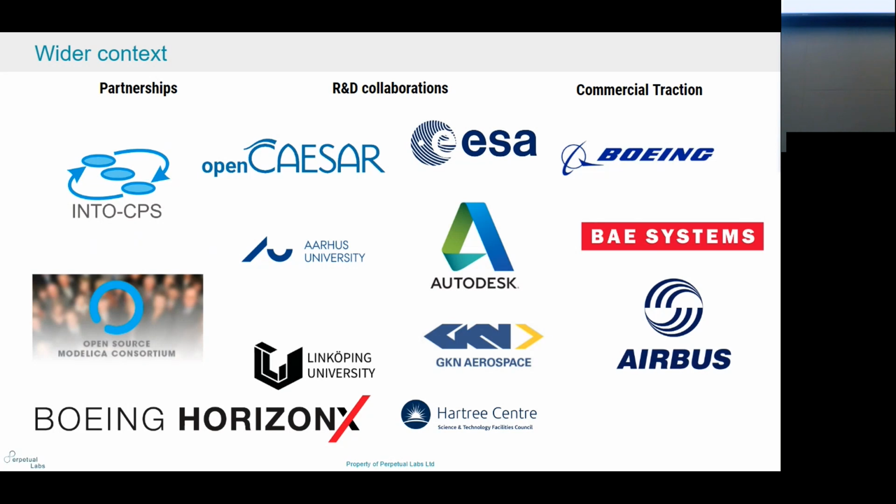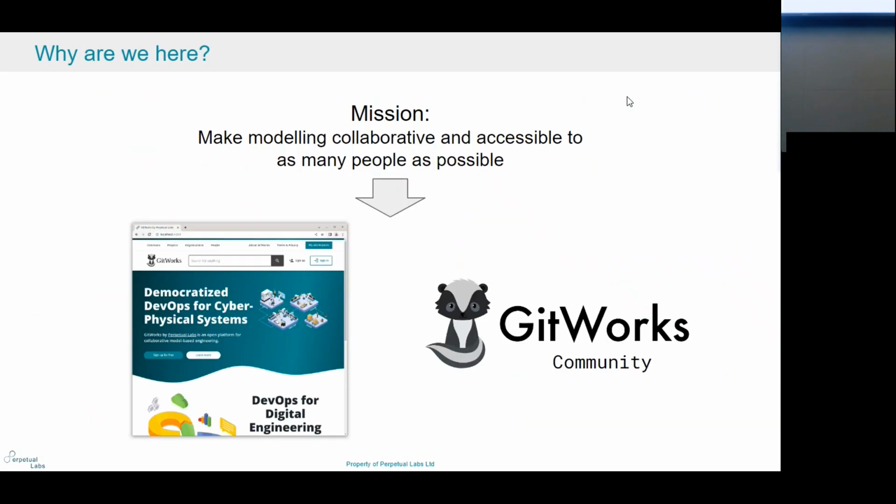We are part of the Open Source Modelica Consortium. We are part of open source projects like INTO-CPS and OpenCESAR. We are doing R&D collaborations with universities, with the European Space Agency, and we are doing some commercially led projects with Boeing, BAE Systems and Airbus. Essentially, the mission of the company, the way we started, is to make modeling collaborative and accessible to as many people as possible. Very simple.